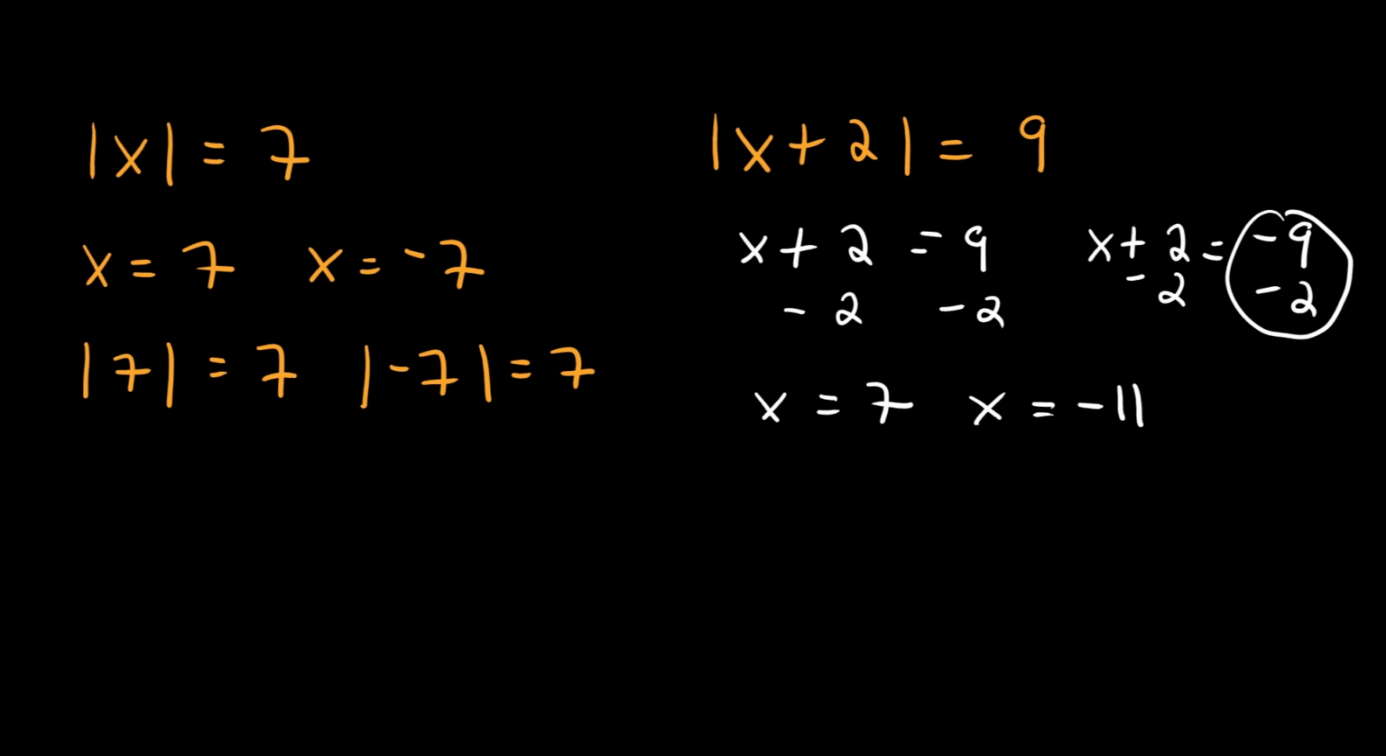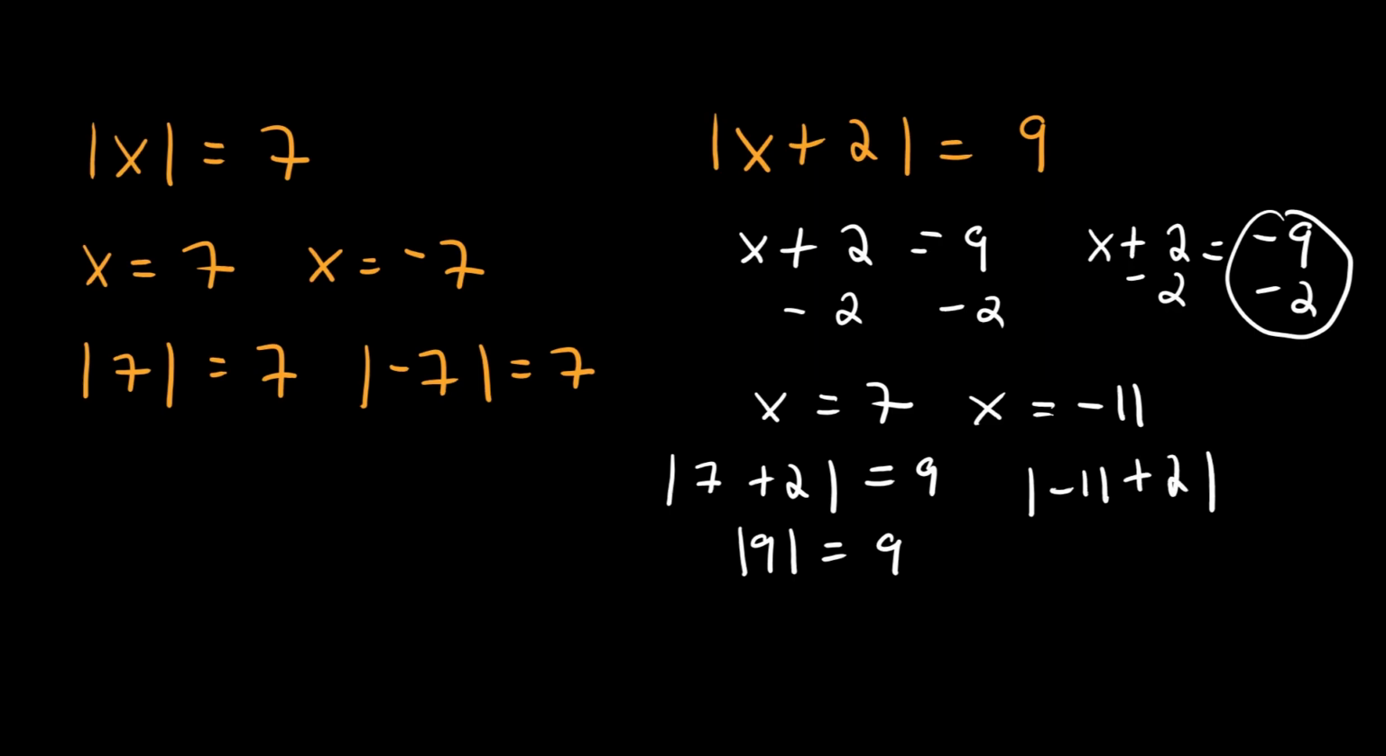Alright, let's go ahead and prove this answer. Let's replace the first x with 7. So 7 plus 2 equals 9. So the absolute value of 7 plus 2 will be 9. Absolute value of 9 is 9. That is correct. And now let's replace x with negative 11. So absolute value of negative 11 plus 2 is equal to 9. So now negative 11 plus 2 will be absolute value of negative 9 equals 9. This is correct because the distance this is away from 0 is 9 digits away.